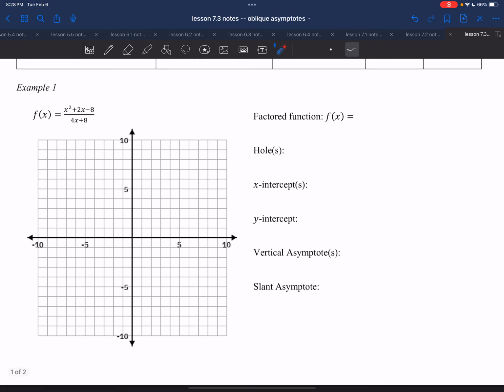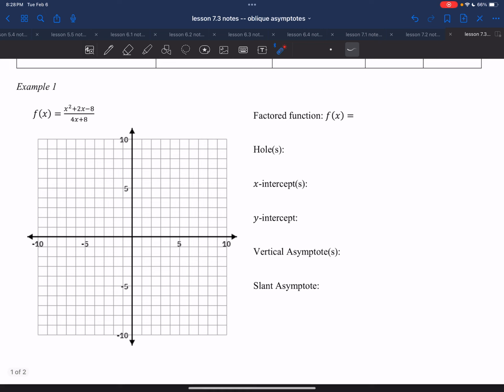Okay, I've got 3 examples for us to look at, so we're going to start with example 1. And this does take a while, but we'll do fine. Okay. So first thing, you figure out all the features the same way you always have. Yeah, the same way you did in 7.2, exact same stuff.